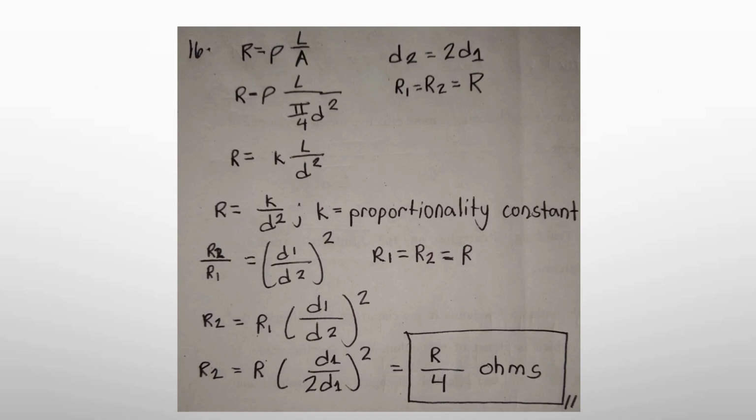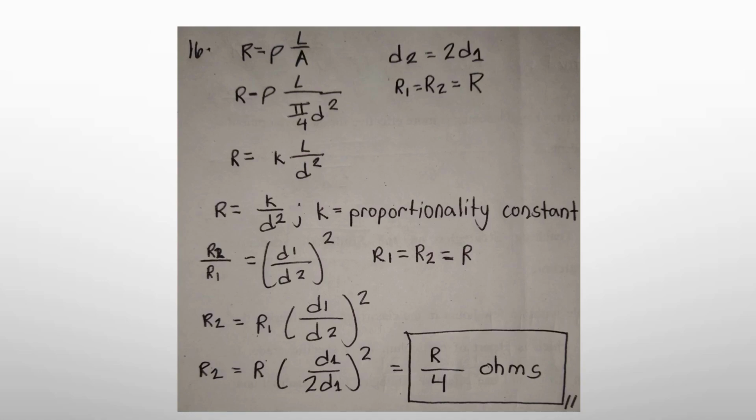And then we will jot down the given, which is the second diameter is twice the first diameter, and resistance 1 and resistance 2 are equal. And then we will input the given to the formula. R2 all over R1 is equal to D1 all over D2 squared, wherein resistance 1 and resistance 2 are the same. And to find the second resistance, we will multiply both sides by R1, and we will get R2 is equal to R1 multiplied by D1 all over D2 squared.